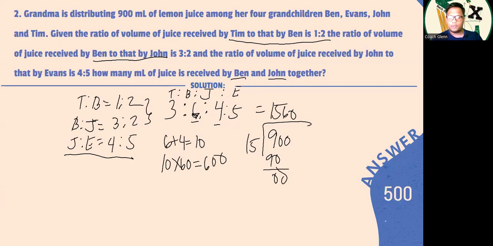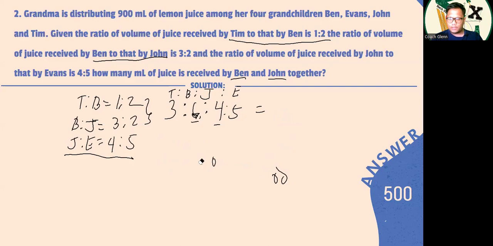Wait, why is it 500? What's 900 divided by 15? Ah, wait, it should be 18. Our sum was 18, not 15. Okay, we need to do that again. 6 plus 4 plus 5 plus 3 is 18. Okay, my bad. Sorry for that one.